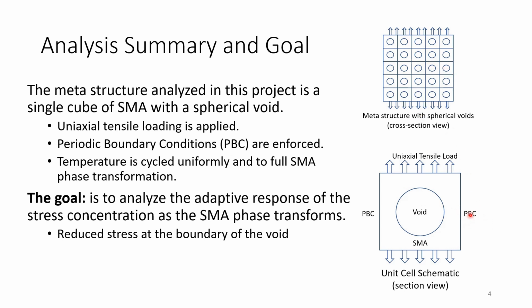So we impose those, and then we also do a thermal cycle. We take the entire model and uniformly cycle it thermally throughout the entire shape memory alloy transformation. Because again, the SMA's transformation is a function of both temperature and stress. And so we cycle it through the full temperatures to make sure to get the full transformation all the time.